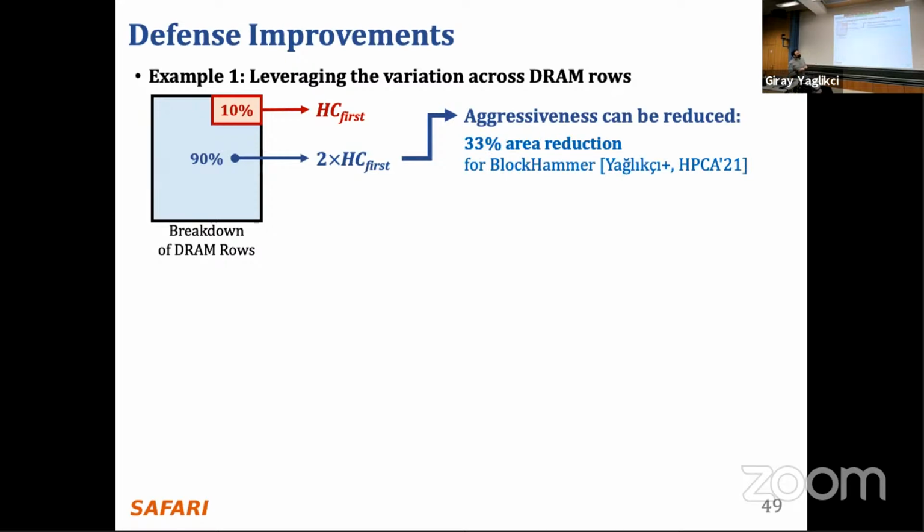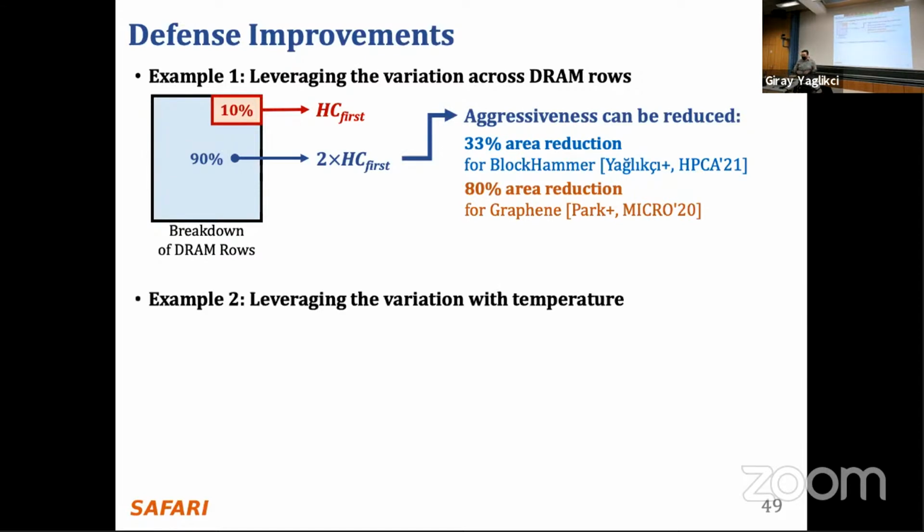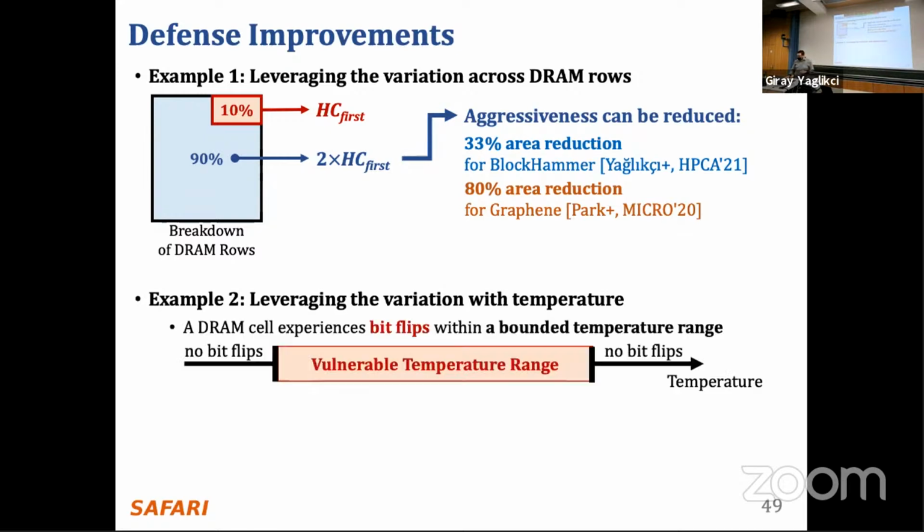Based on our analysis, if we exploit this heterogeneity in calibrating recent RowHammer mitigation mechanisms, we can reduce the area overhead of, for example, BlockHammer by 33% or Graphene by 80%. So this is one improvement to defenses. And the second example leverages the variation in RowHammer vulnerability with temperature again.